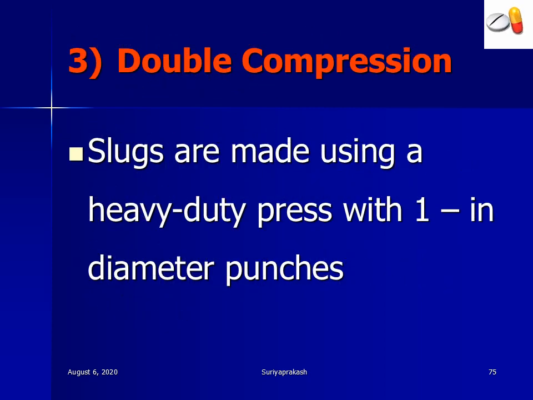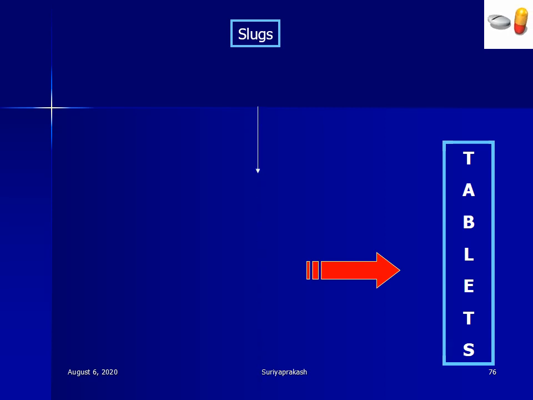So now the last procedure, the third one, is double compression, or you can say slugging or dry granulation. Slugs are made using a heavy duty press with 1 inch diameter; very big slugging machines are used. The diameter is 1 inch. Just see the flow diagram.